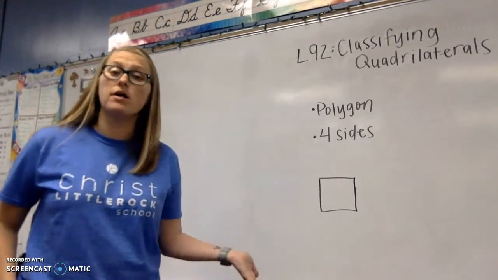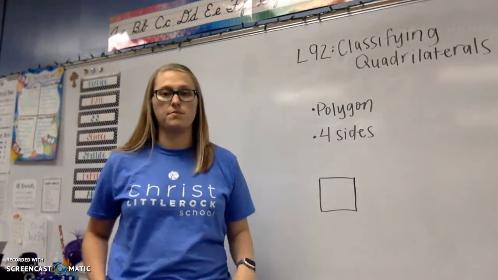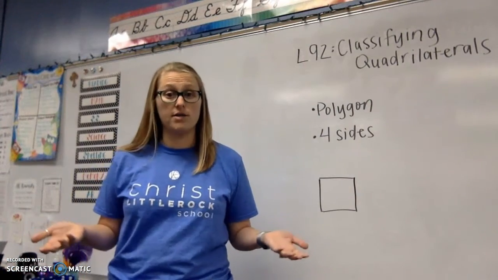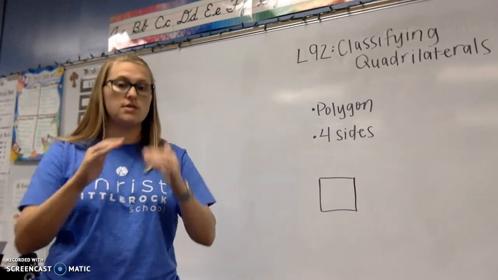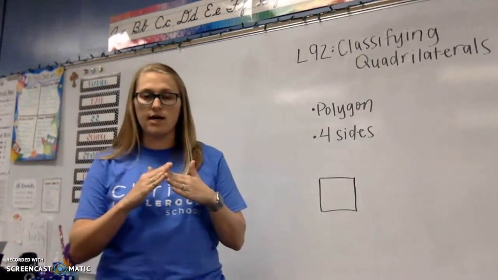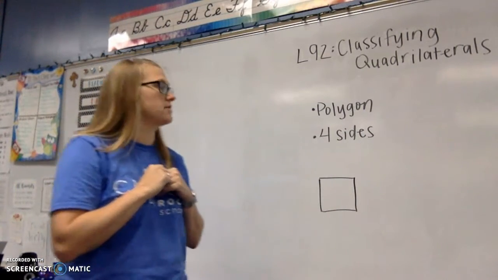We've been talking about polygons for a while, and how the number of sides depends on what kind of polygon it is. And remember, a polygon has to be completely closed, with only straight lines, and the same number of sides as there are vertices.